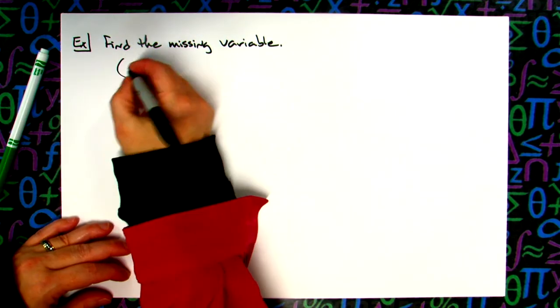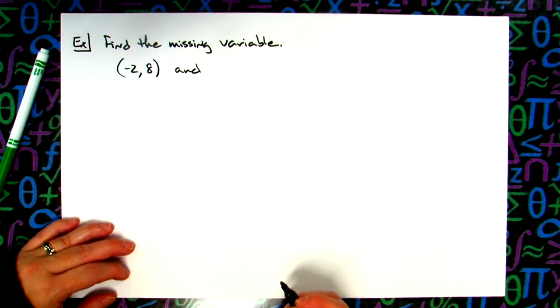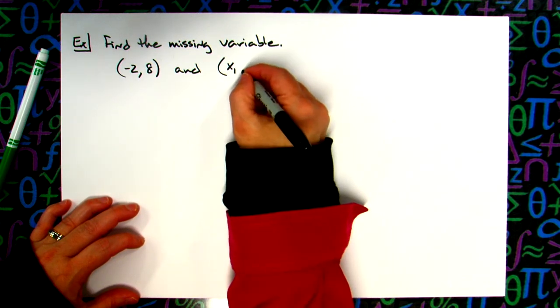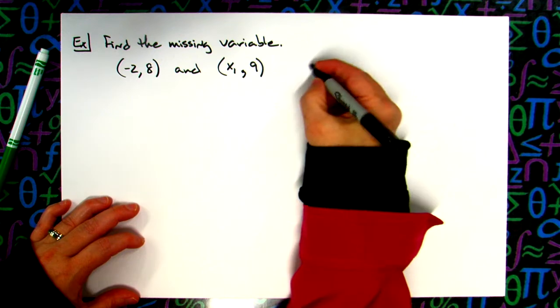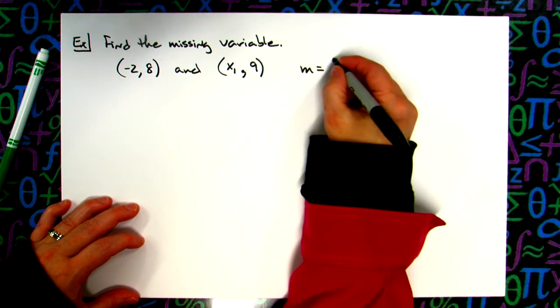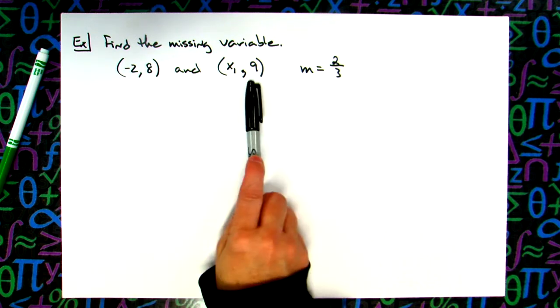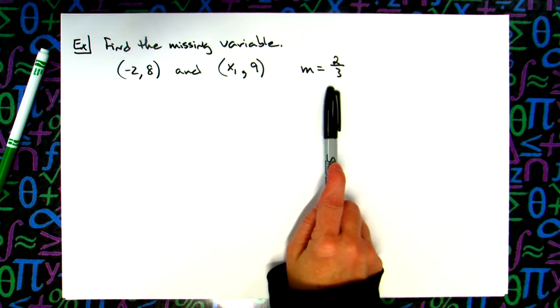And then let's say they give you a negative 2 and an 8 as one ordered pair that's on this line. Let's say that they give you x sub 1 and then they give you a 9. And then let's say they tell you that the slope is 2/3. Now, since I just randomly made up all these numbers, I don't know that this is going to turn out nice, as far as a nice answer. But this is a possibility. This would be my first point. This would be my second point, which they didn't give you the whole point. They give you one of the two coordinates. They don't give you this one. And then they give you the slope.